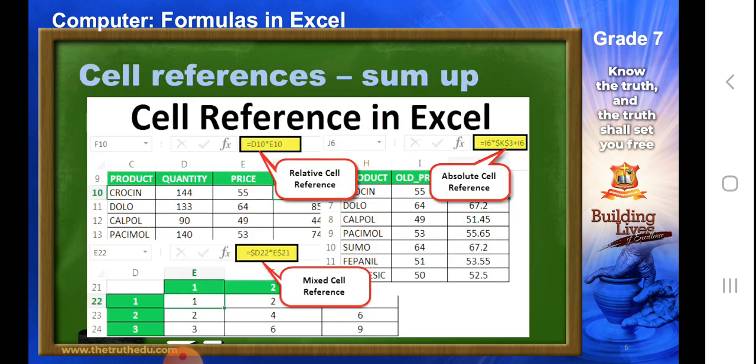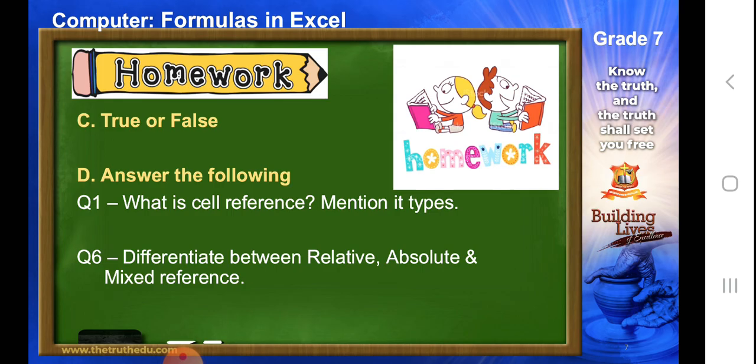So on cell references, let's do a sum up. You can see these three examples here. First one is the relative cell reference, second is the absolute cell reference, and third is the mixed cell reference. All the three examples are mentioned here, and this brings us to the end of the class today.